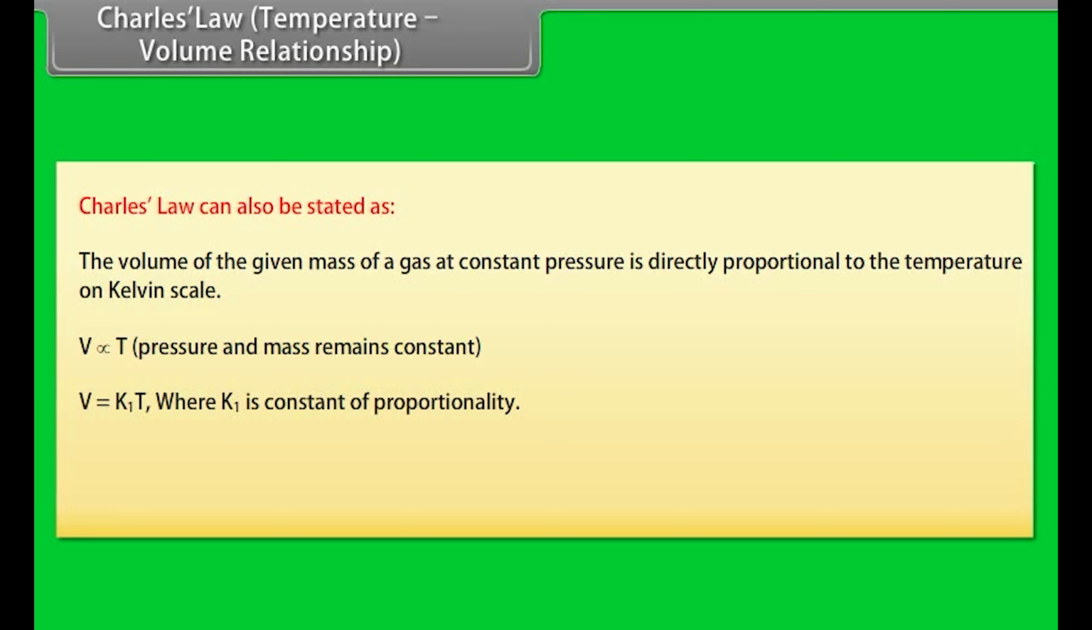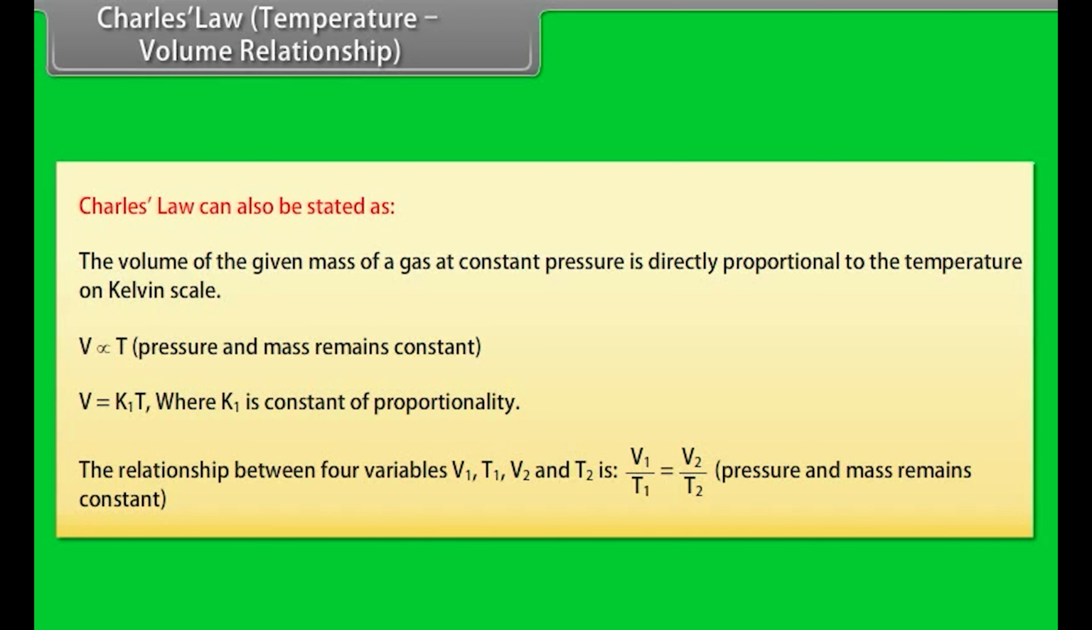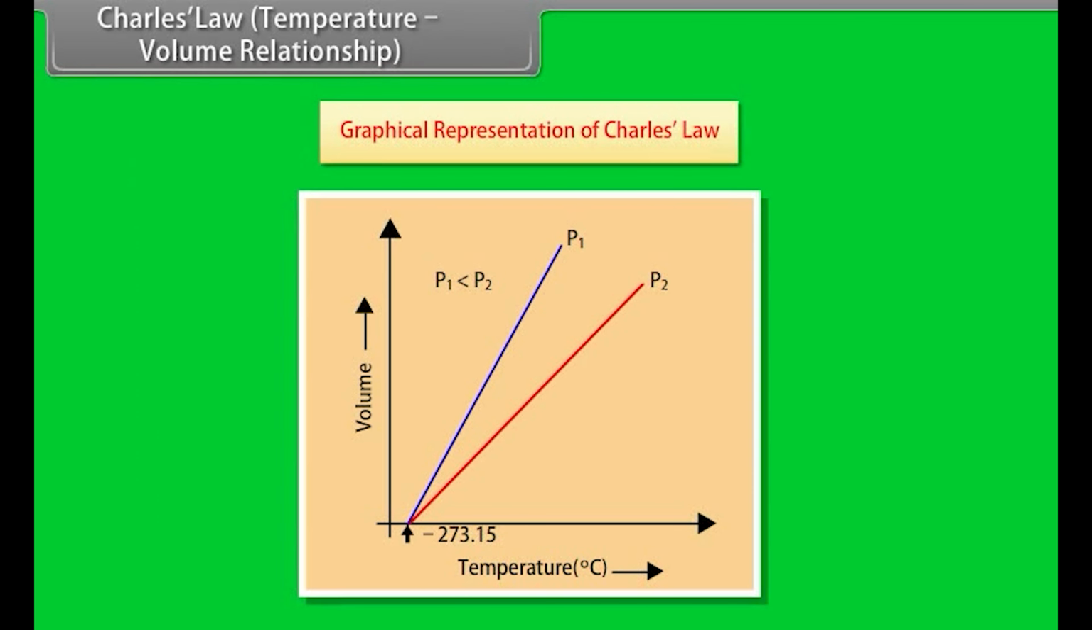V is equal to K1T, where K1 is constant of proportionality. Let V1 be the volume of a certain mass of a gas at temperature T1 and at pressure P. If temperature is changed to T2 keeping pressure constant, the volume changes to V2. The relationship between four variables V1, T1, V2 and T2 is V1 by T1 is equal to V2 by T2 at constant pressure and mass. Graphical representation of Charles' law. Each line of the volume versus temperature graph is called isobar.